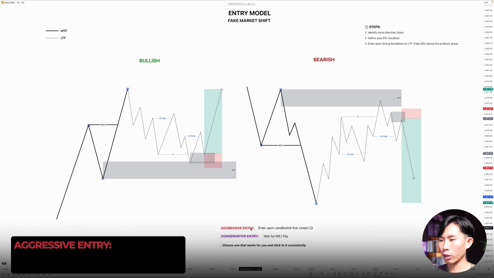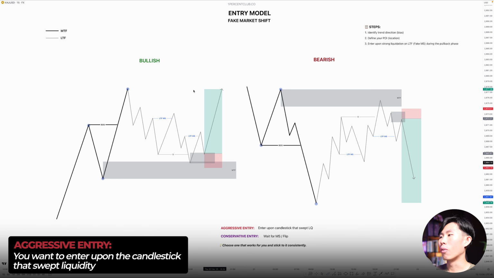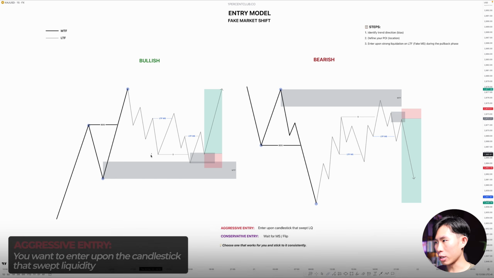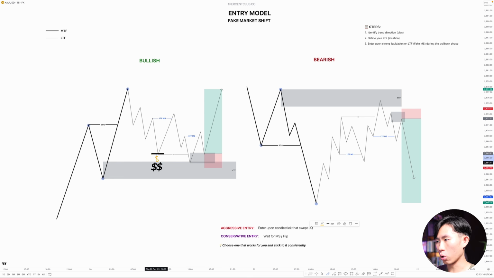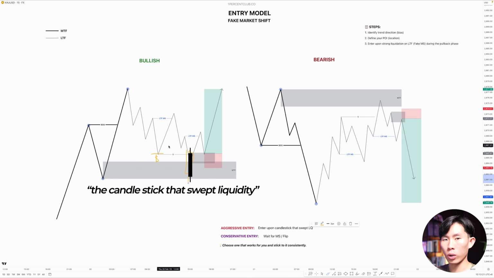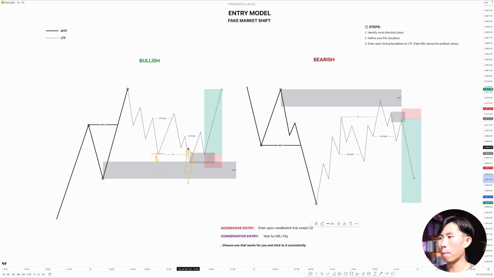First of all, the aggressive entry states that you want to enter upon the candlestick that swaps liquidity, right? So in this case, we know that there is strong available liquidity below this strong low right here. So we want to see price swap that low. Once price actually breaks past this low, there is going to be a candlestick. This is what we call the candlestick that swaps liquidity. So you want to wait for the candlestick that swaps liquidity to close, and then you want to place a buy stop order above the candlestick itself. Hopefully, when price actually starts to reverse and go up, you get tapped into the trade just like this.